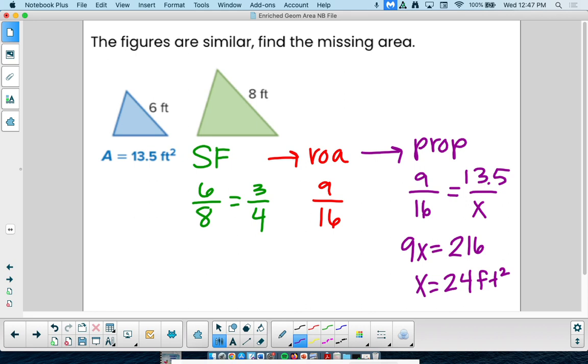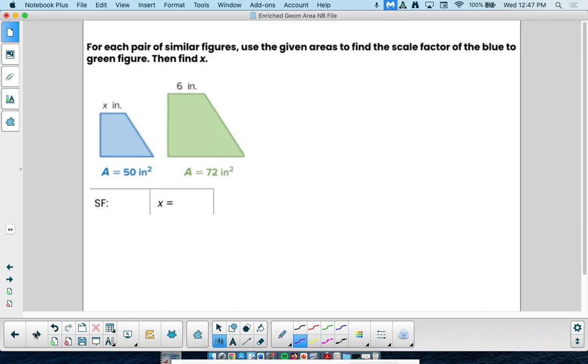We have two going the opposite way. The reverse order. So now this time, you guys see how we know both of our areas? And we're trying to figure out the side length or the scale factor? So this time, we have to start with the ratio of our areas, because that's the only thing we know of both. Okay? So I'm going to write 50 over 72.